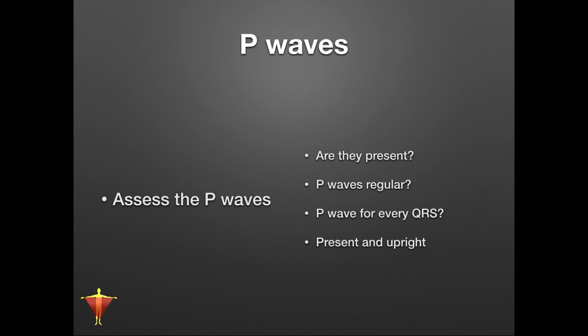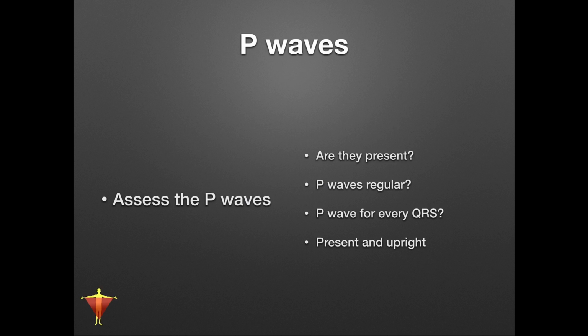Next, we want to assess our P wave. So we looked at our rate, we looked at our rhythm, and then we want to look at our P waves. Now, if we remember from our previous class, P waves tell us that it's originating at the SA node within the atria, and then that electrical impulse is moving correctly down through the heart, right?